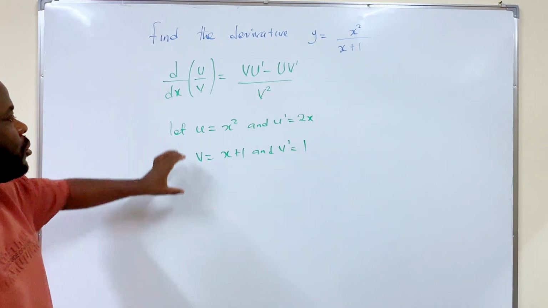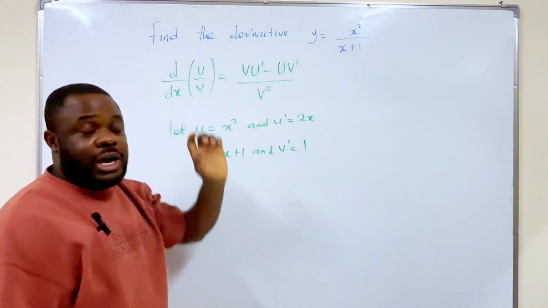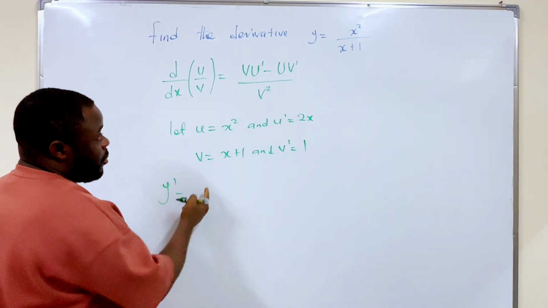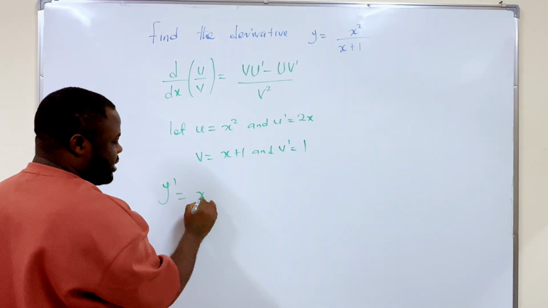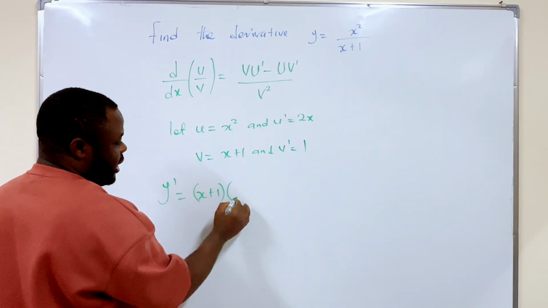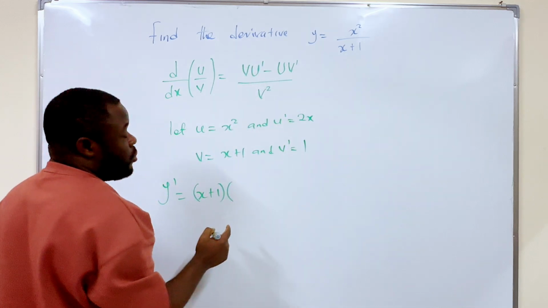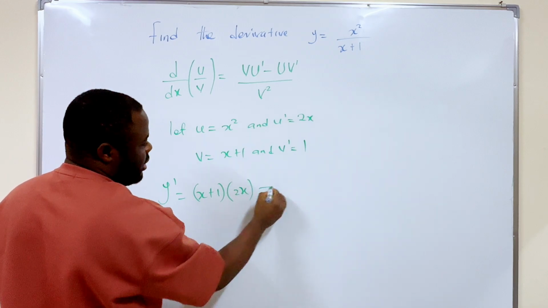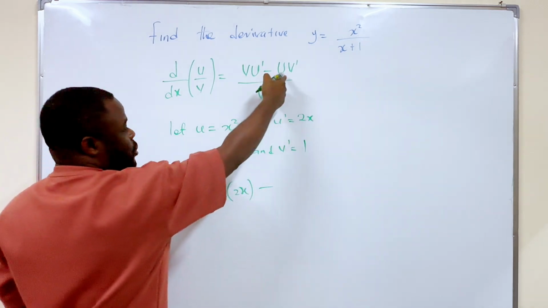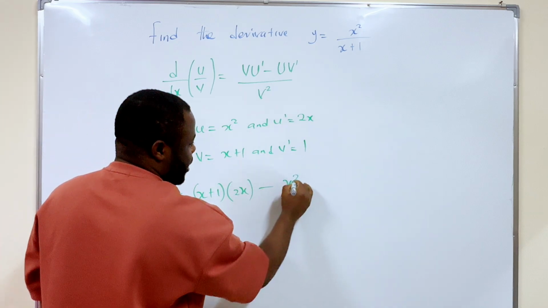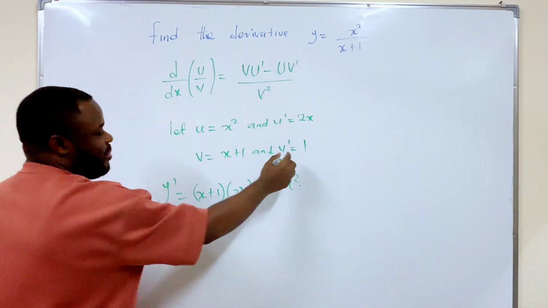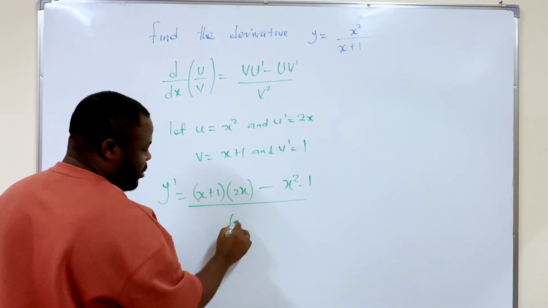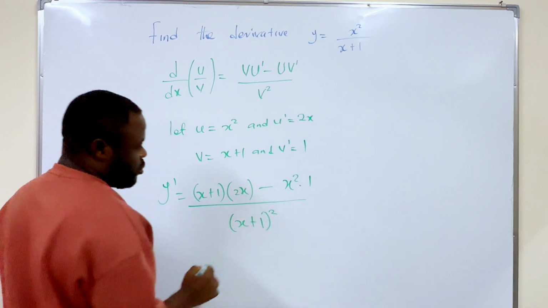What we are going to do now is substitute this into our quotient rule. So we now say y prime equals v, which is x plus 1, multiplied by u prime, which is 2x, then minus u, which is x squared, multiplied by v prime, which is 1, over v squared. So v squared will be x plus 1 squared.